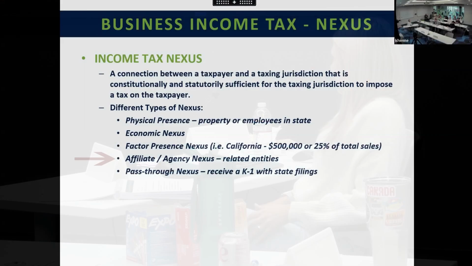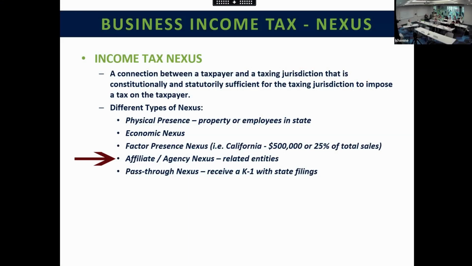Affiliate and agency nexus isn't as common. That's more of a consolidated C Corp or bigger company issue where they have lots of subsidiaries and lots of related companies. So if you have payroll under one company, are you obligated to file under a parent company, that sort of thing.